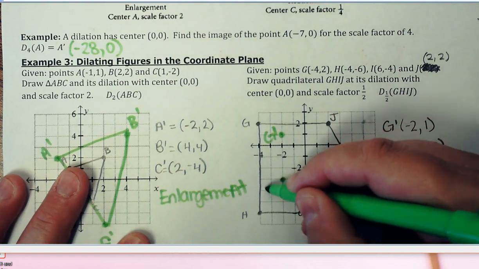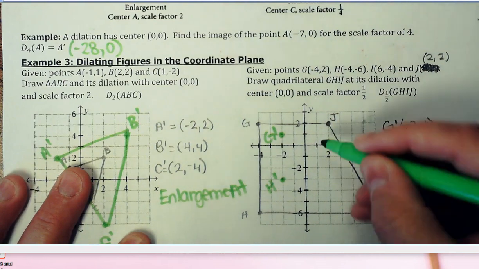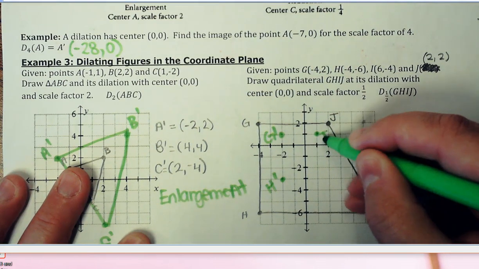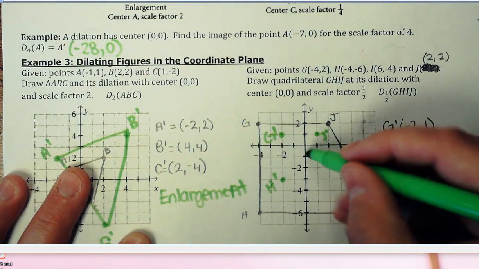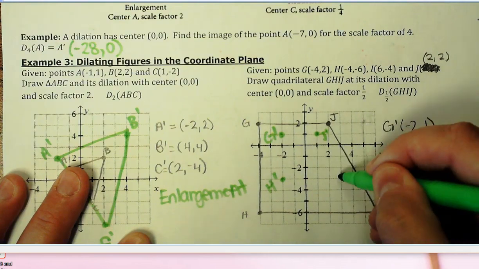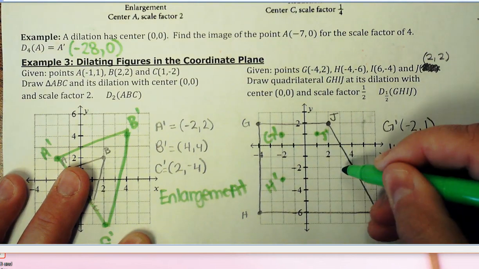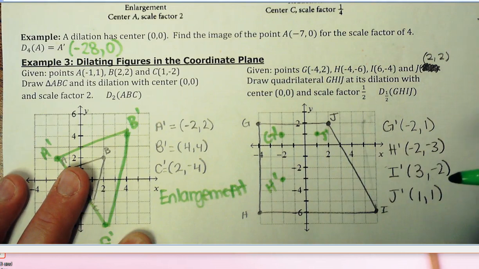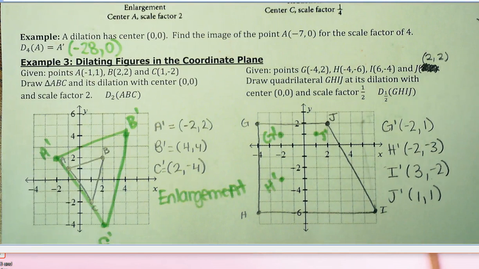-2, -3. Here's my H prime. 1, 1. Here's my J prime. And 3, -2 is my... Okay, guys, forgive me.